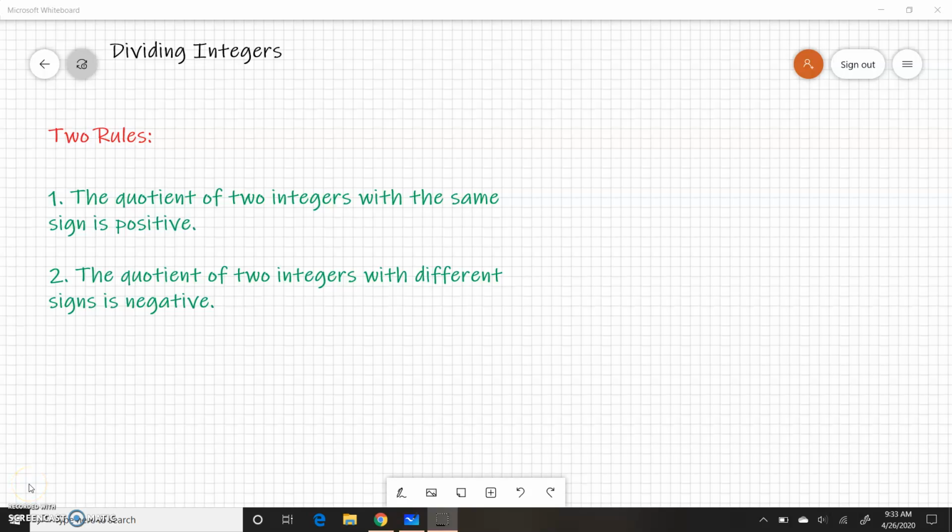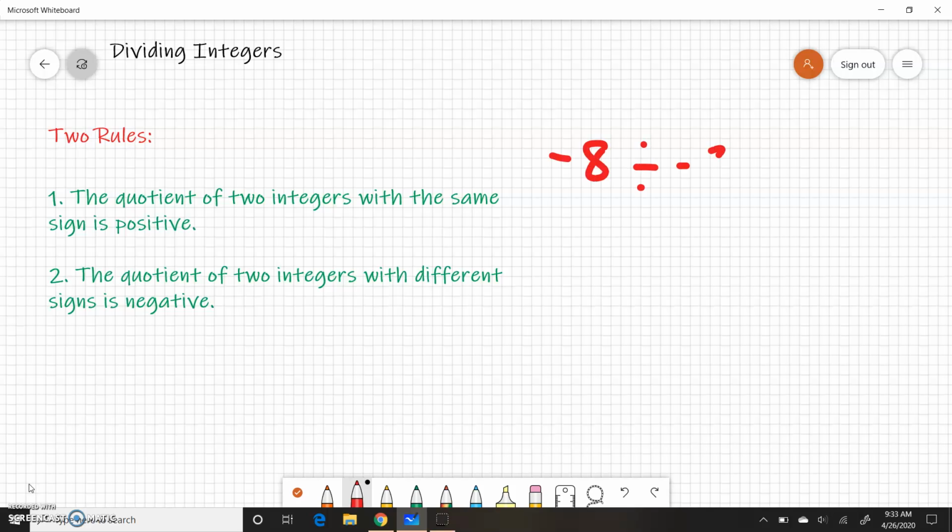Today we're dividing integers, and there are two rules today, and they are the same as the rules when you multiply integers. So rule number one, the quotient or the answer to a division problem of two integers with the same sign is positive. So if you have two integers, when you're dividing and they have the same sign, your answer is positive.